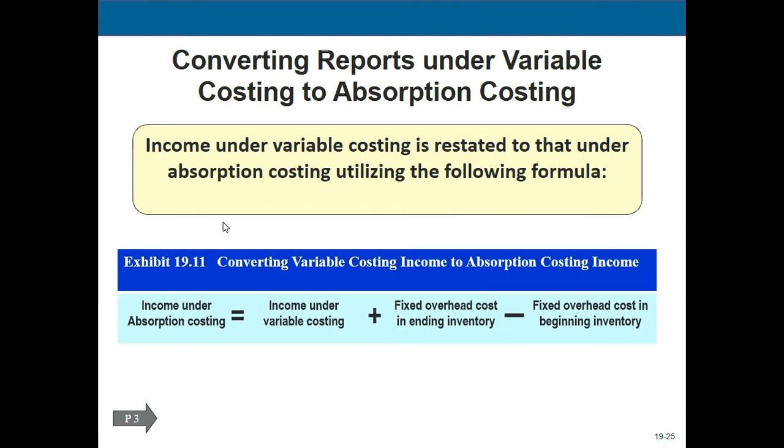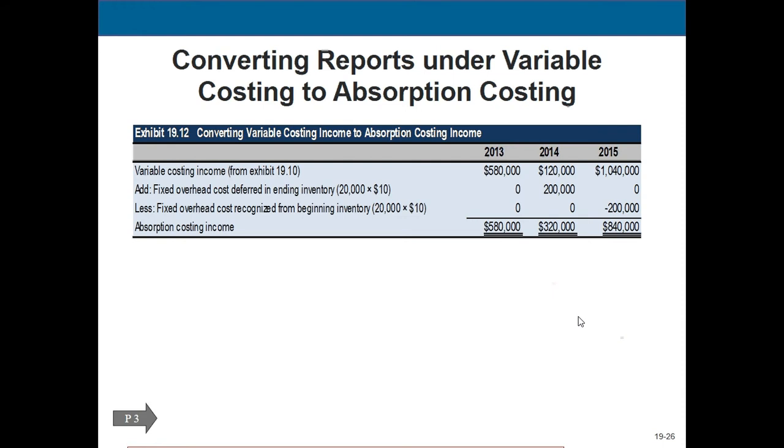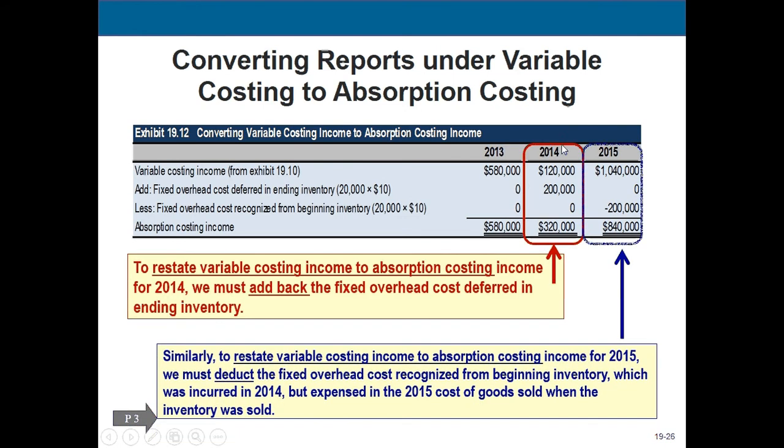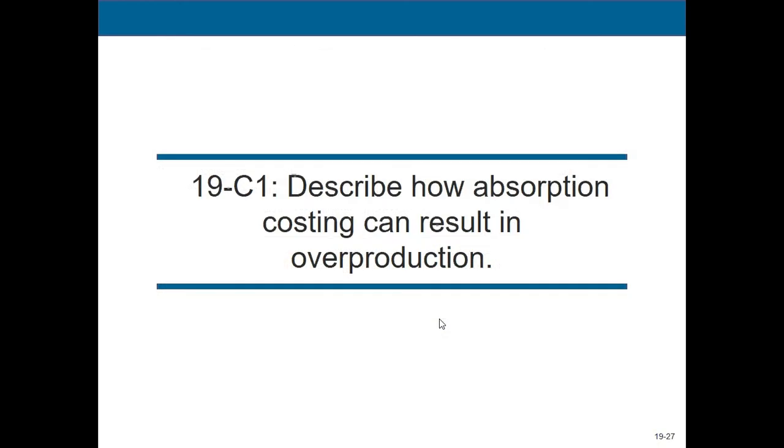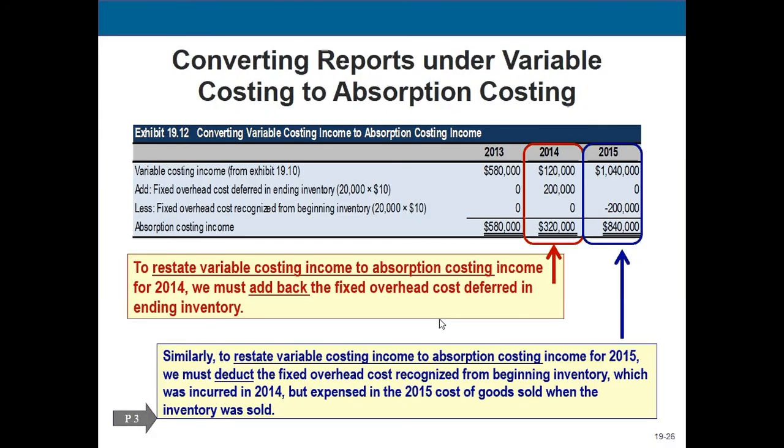It's really not all that hard, it just feels a little bit different. So if we want to find income under absorption costing by converting away from variable, we take our income under variable, we add the fixed overhead costs in our ending inventory, and then we take away the beginning. I'm sure they're going to give us an example. Here it is, right? Remember, 2014 was the year that we had some kind of difference. We didn't have to worry about 2013, right? But definitely in 2014, and then we had to get 15 back as well. To restate it, remember, we've got to add back fixed overhead costs deferred. Let's see, well, it's not going to show us, but we'll see it in a group work, I promise.